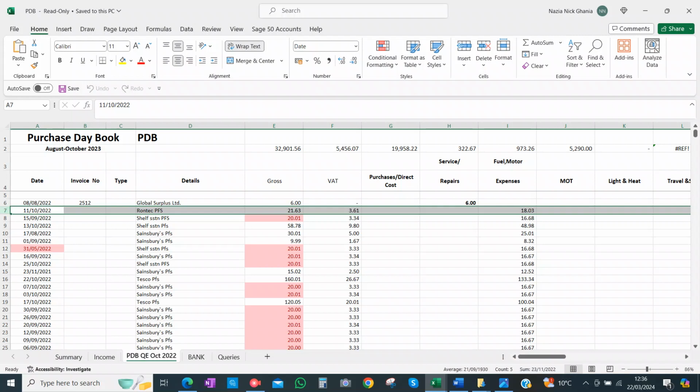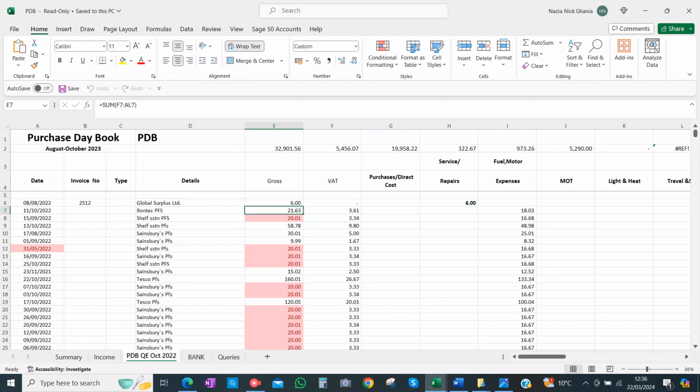So if I highlight this row, 11th October 2022, we bought some things at the Rontech petrol station. The amount we paid at the petrol station was 21.63. That is the total amount, called the gross amount, and the VAT component on this amount will be shown on the invoice. If it is not shown on the invoice, we will calculate it as a trained and qualified accountant. I will teach you the methodology to calculate VAT in our next lesson.